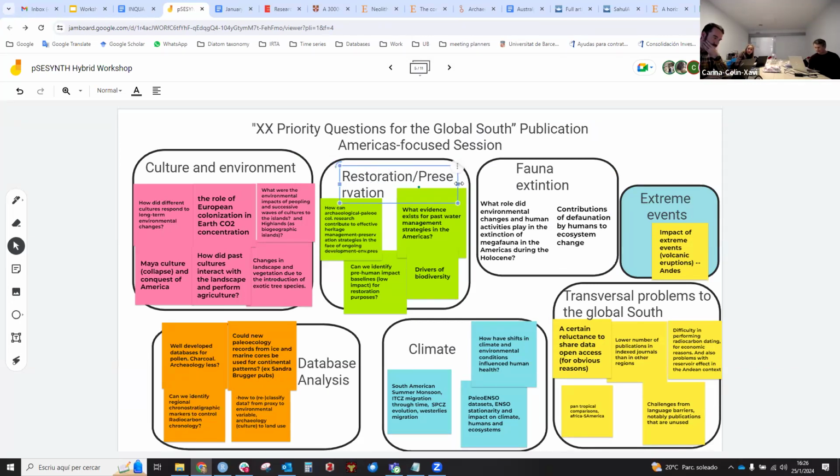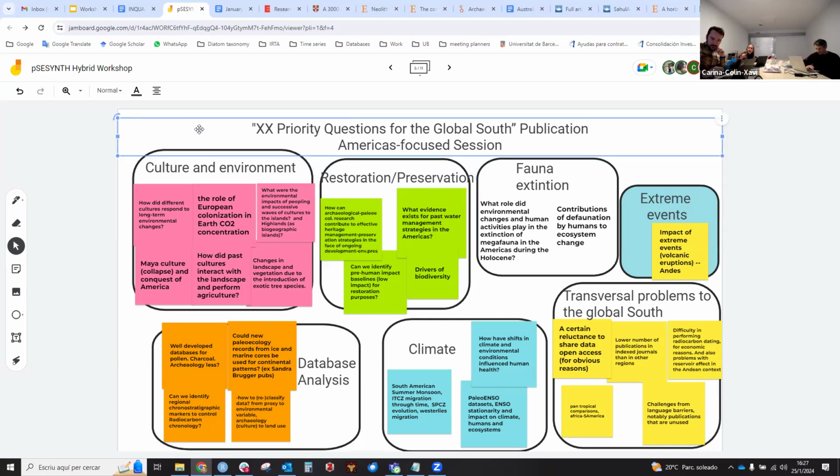For example, in this case, we choose to group these transversal problems to the global south because we found several things that were more related with what we discussed yesterday, about problems to publish the results or difficulty to have access to radiocarbon dating and this kind of thing. So we think that maybe this one can be moved to your group. Okay, like the cross cutting. Exactly.